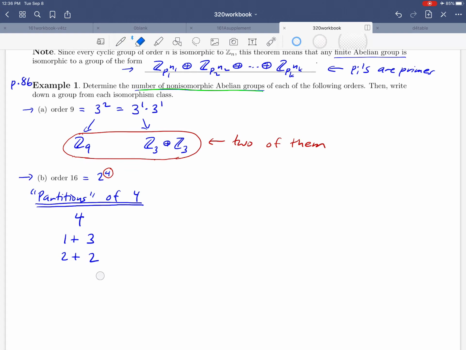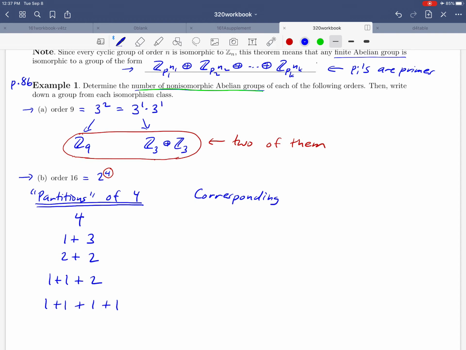I'm going to give myself a little bit more space here. All right, and then anything else we could do? Well, we could break that second 2 down, and then we'd get a partition that looks like 1 plus 1 plus 1 plus 1. If you think about it a little bit, you can convince yourself that those really are all of the possibilities if we don't care about the order that we're writing down our terms in.